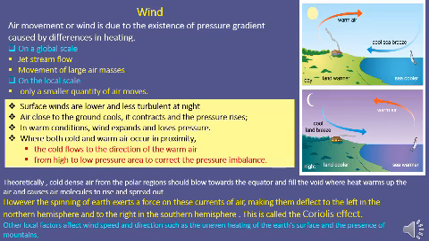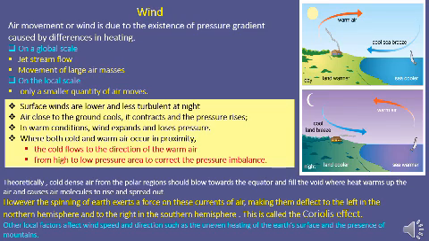Surface winds are lower and less turbulent at night. Air close to the ground cools, it contracts and the pressure rises. While in case of warm conditions, air expands and loses pressure. Where both cold and warm air occur in proximity, the cold air flows in the direction of the warm air, from high to low pressure area, to correct the pressure imbalance.